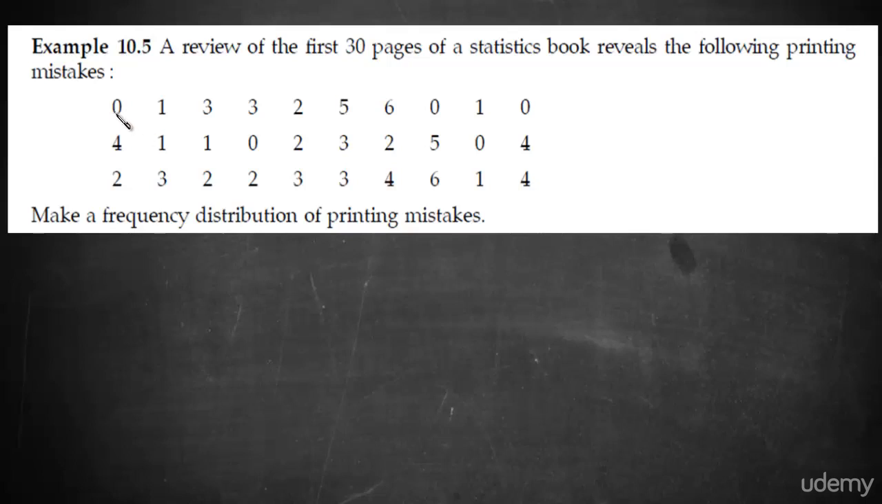So in page 1 you have 0 mistakes, in page 2 you have 1 mistake, in page 3 you have 3 mistakes, in page 4 also you have 3 mistakes, and the list goes up to page 30. Now you have to make a frequency distribution of printing mistakes. That is, you have to find the total frequency of printing mistakes and how it is distributed over the pages.